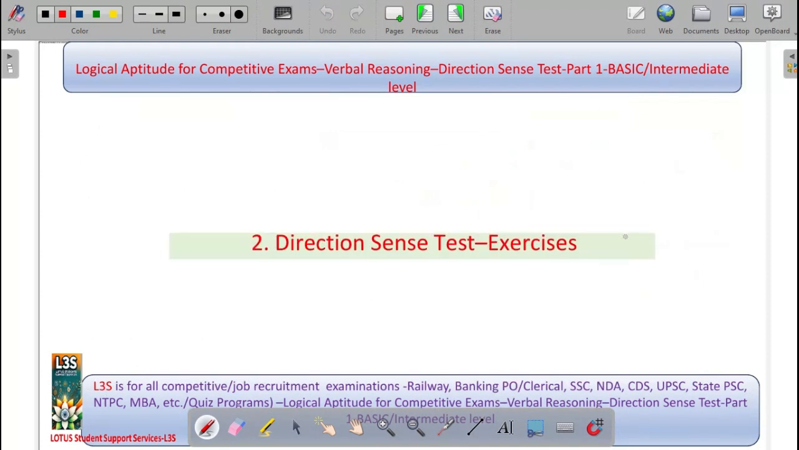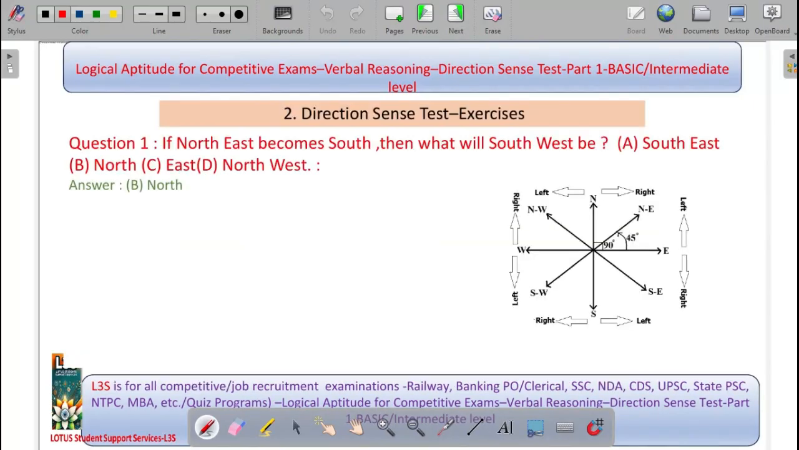So these are the points you have to remember. Let's do some exercises, then it will be more clear. First question: if northeast becomes south, then what will southwest become? Options are southeast, north, east, northwest.